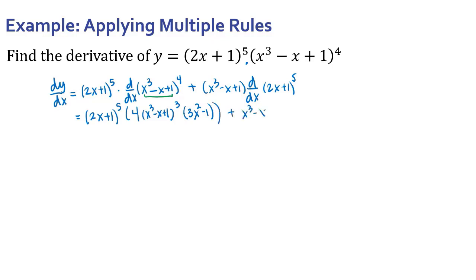Plus x cubed minus x plus 1 times, okay, again, chain rule here. Inside function is this guy, so the outside is something to the 5th power. The derivative of something to the 5th power is 5 times that something to the 4th power times the derivative of the inside, which is 2x. And then I'll leave it to you, if you want to go through and FOIL this or factor this out even more, but you can leave it here right now.